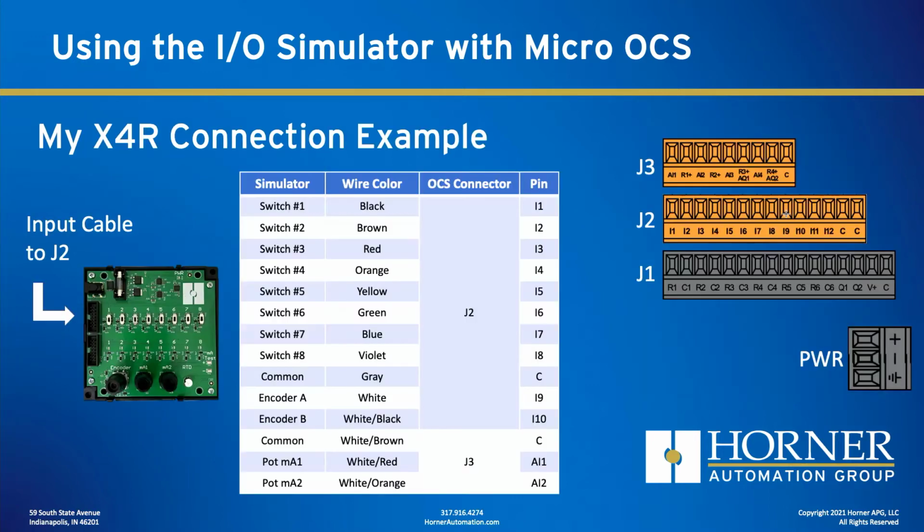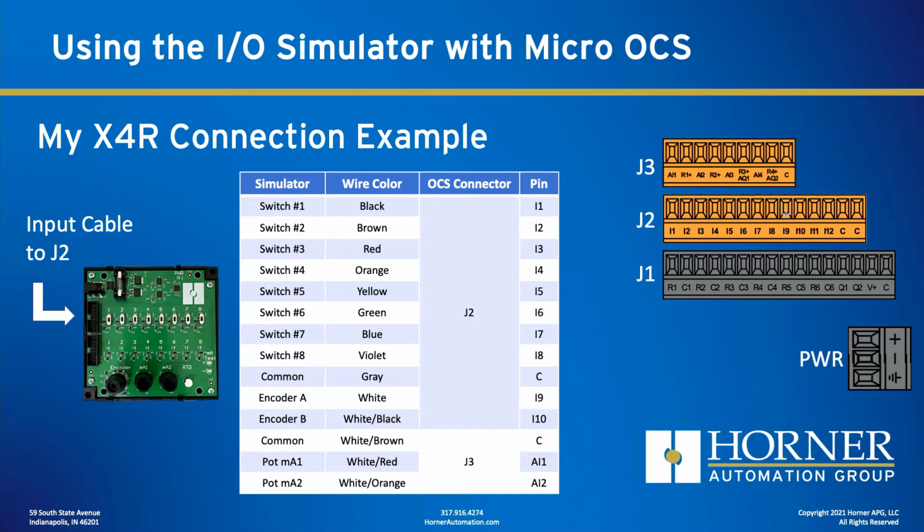All right, now let me show you my example of a pinout for a Micro OCS X4R. That's the X4 with a 4.3-inch screen with the Model R I/O option that features 6 relay outputs and 2 solid-state high-speed outputs. Okay, we're going to start with the input cable, which connects to J2 on the simulator.